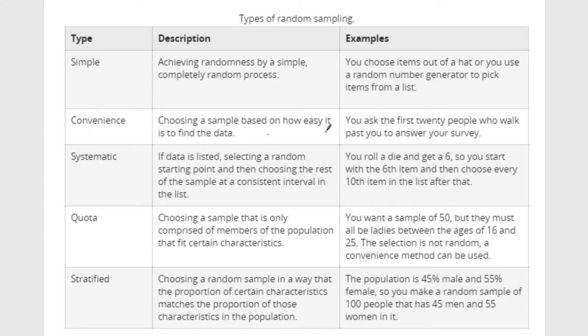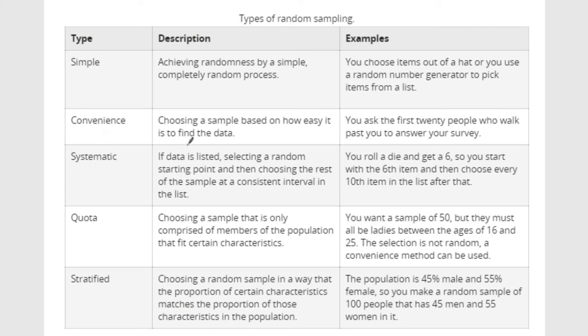All right, convenience. Choosing a sample based on how easy it is to find the data. So the first 20 people that walk past you in the mall. Questioning people at a football game because they're all right there. What I talked about earlier, getting just a sample of Tallahassee, that's a convenient sample because you're getting just one location. It makes it easy for you to select people.